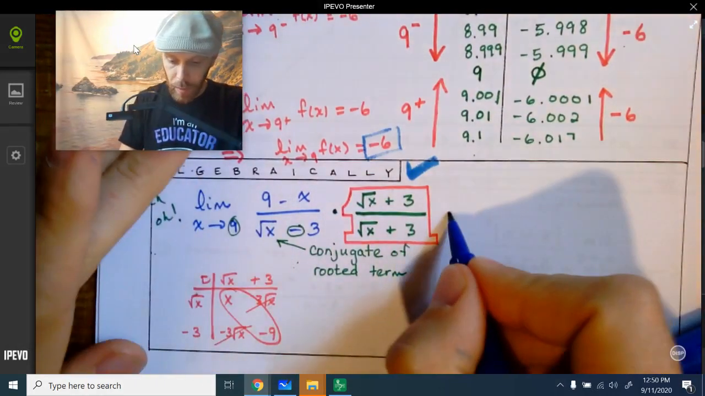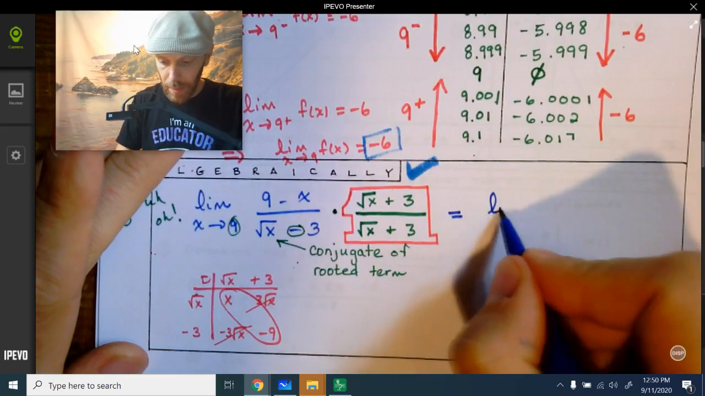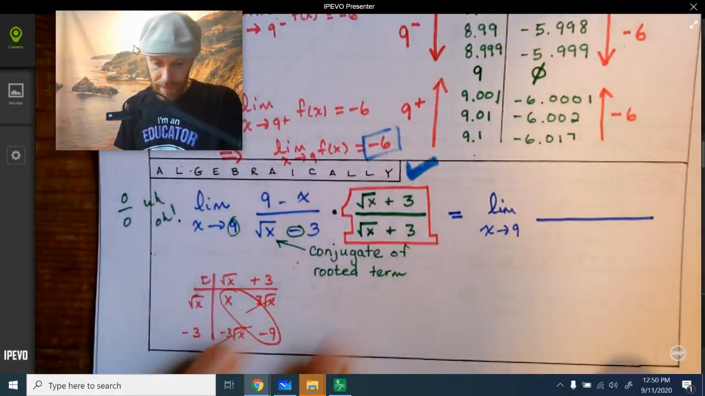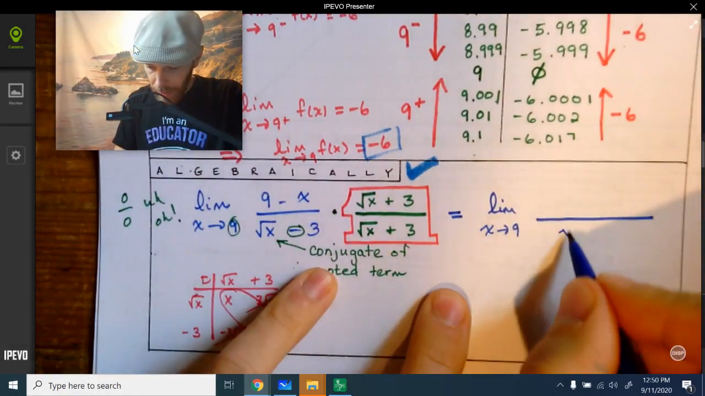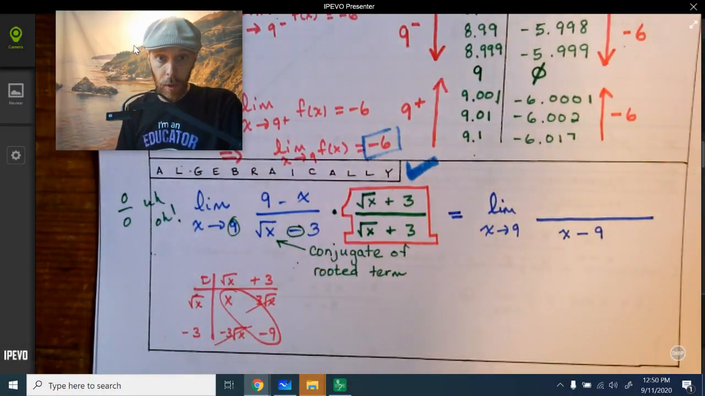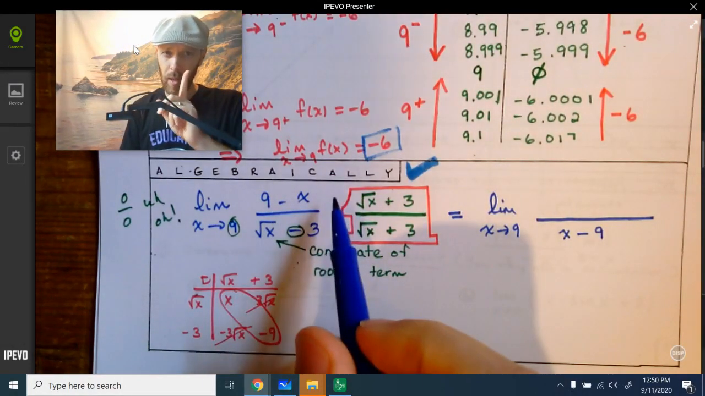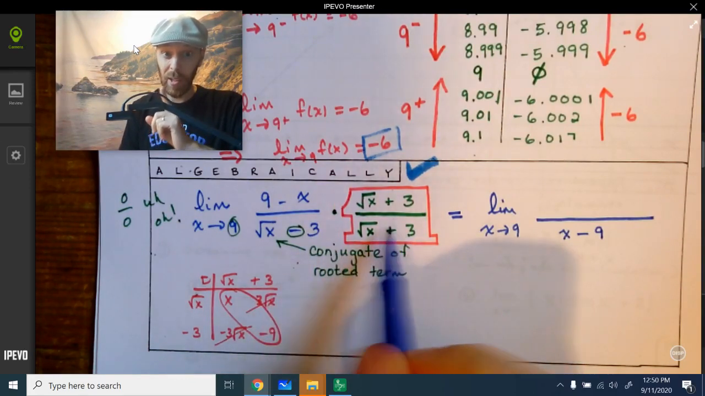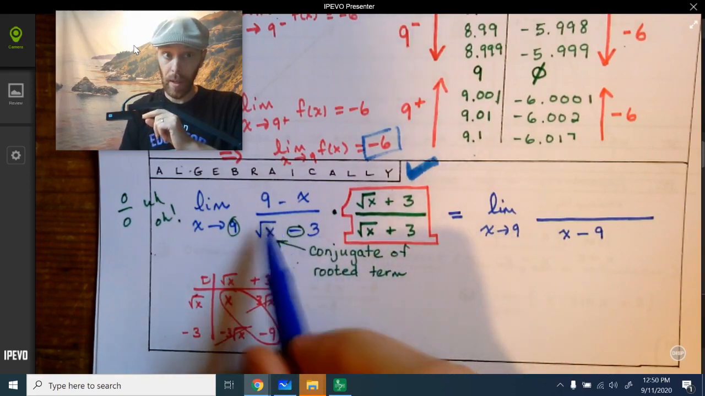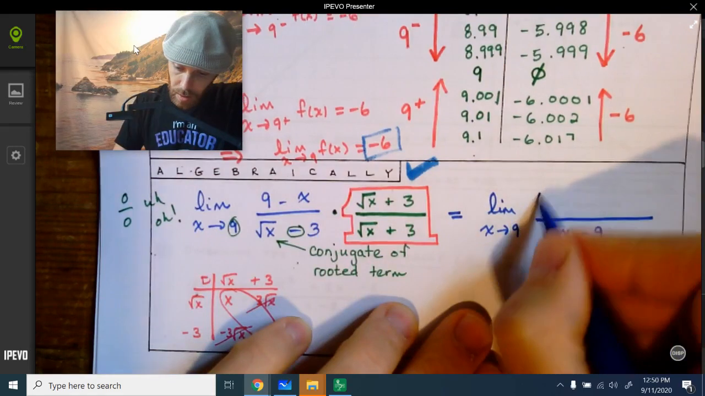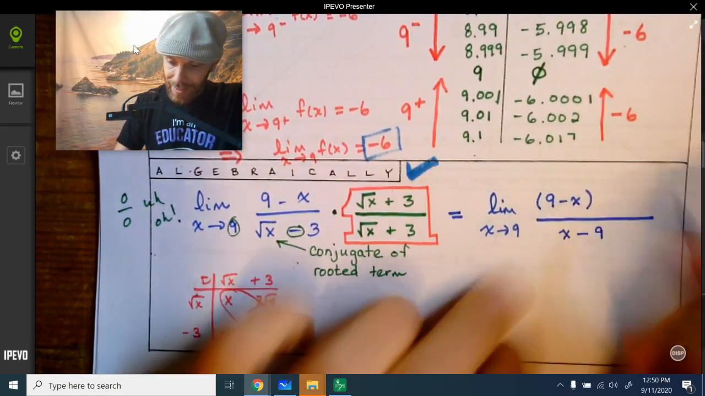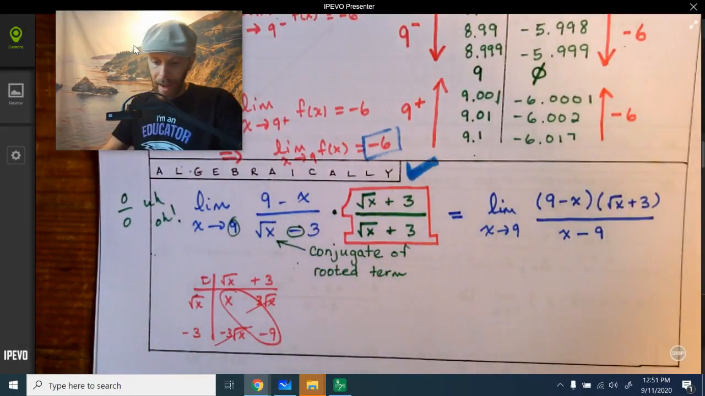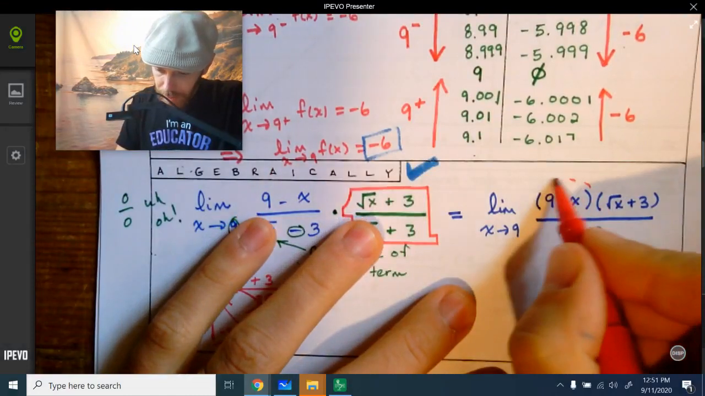Which means we could take this expression up here and we could rewrite it as the limit, x is approaching 9, of, in the denominator, we now have x minus 9. In the numerator, I don't want to multiply these out, and you'll see why in a second. So only multiply the side that you think you're fixing, the side where you chose the conjugate, the denominator in this case, because it had the root. 9 minus x times roots of x plus 3. And I'm looking at this guy right here.